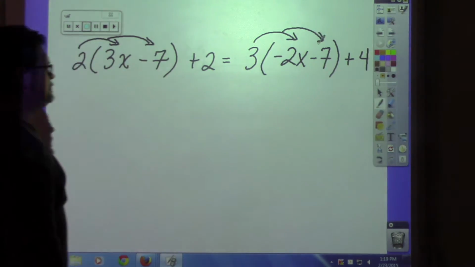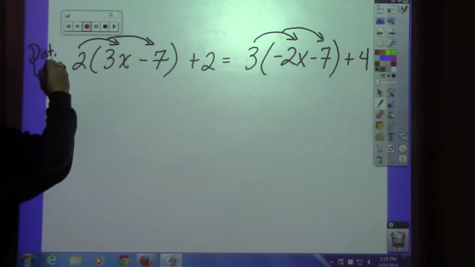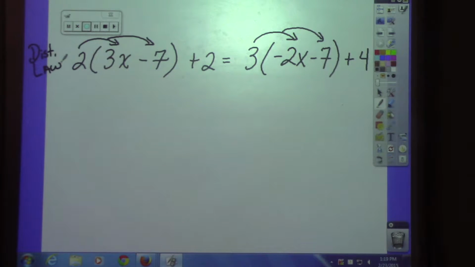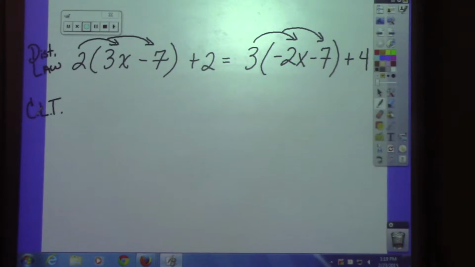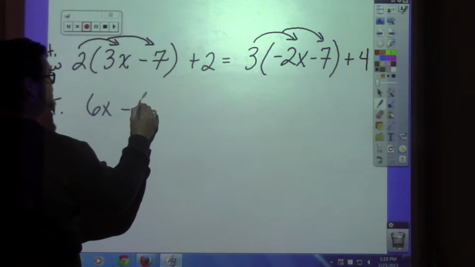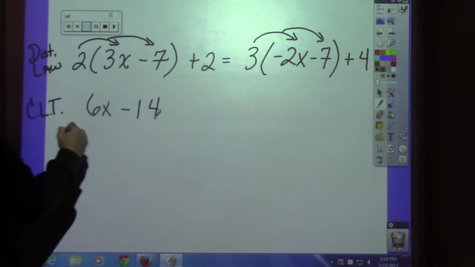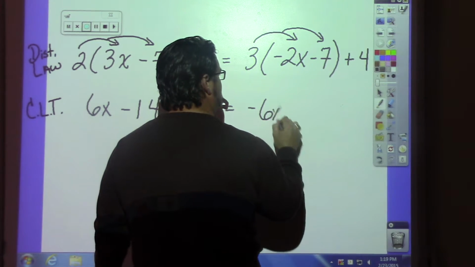Now in algebra, usually after you use the distributive law, unless it's a real basic problem, you always do what next? Combine like terms or add like terms. CLT. Combine like terms. That's usually what you do after you use the distributive law in algebra. So that would be 6x minus 14 plus 2 is equal to negative 6x minus 21 plus 4.